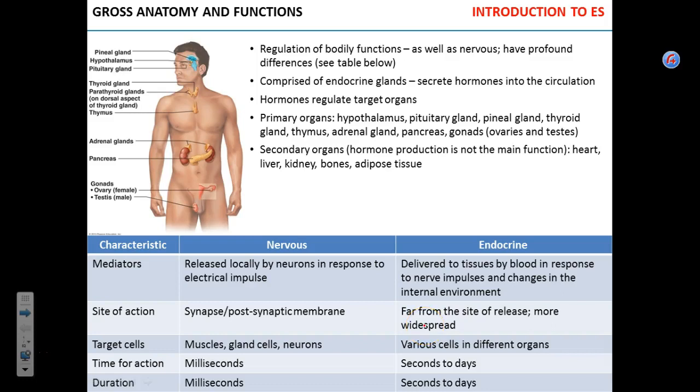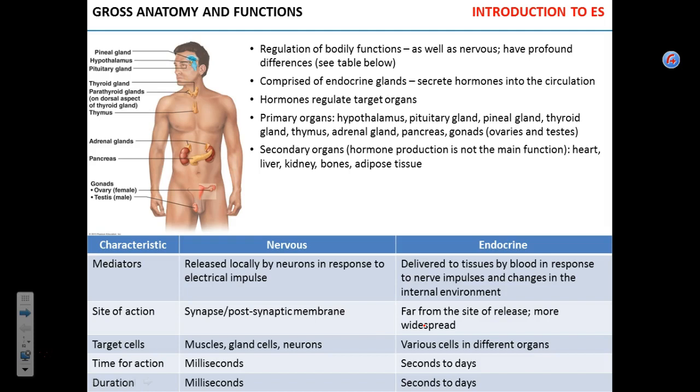So, today, we start with the first unit, which is about the endocrine system. So, endocrine. Endo means inside. And the crine part means secretion. So, the endocrine system produces things that go inside, and we'll figure out what this inside is.